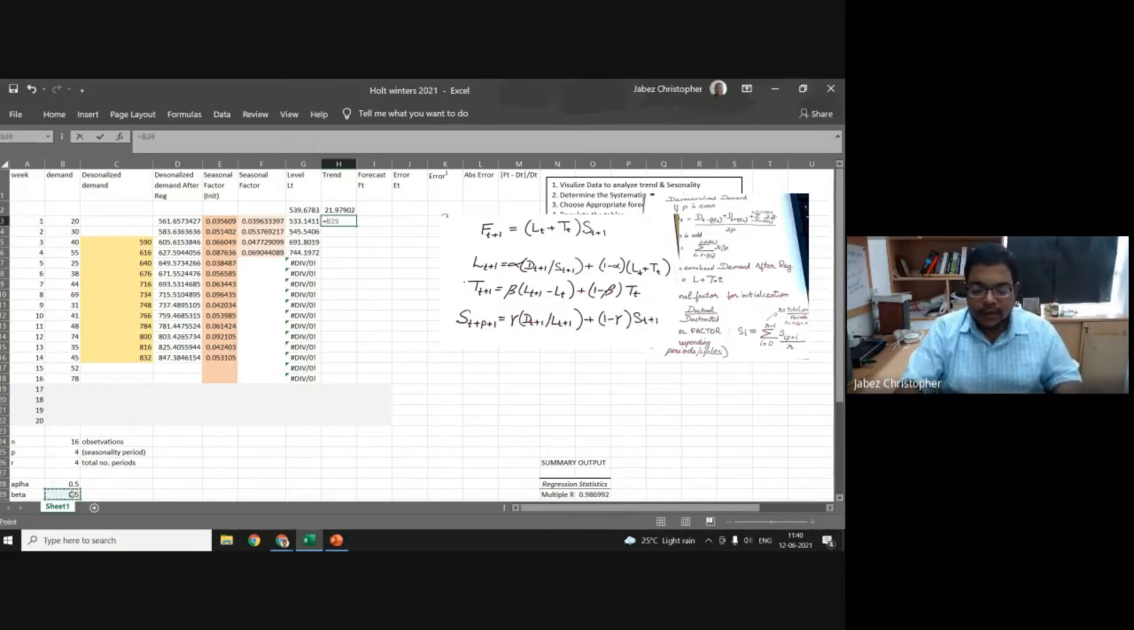So it is beta into L(t+1) minus L(t), the previous one, plus 1 minus beta into the previous trend again, T. Right? Now I need to stabilize. This is going to be a constant all over. Okay, so I'm done with the level and trend. Now I'm ready to calculate the rest of the seasonality factors.